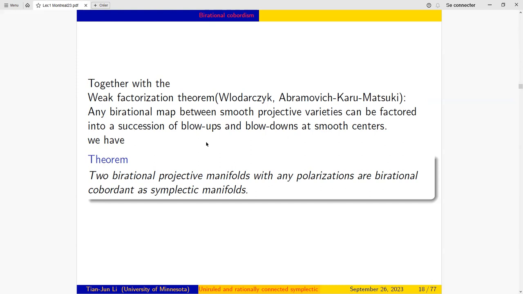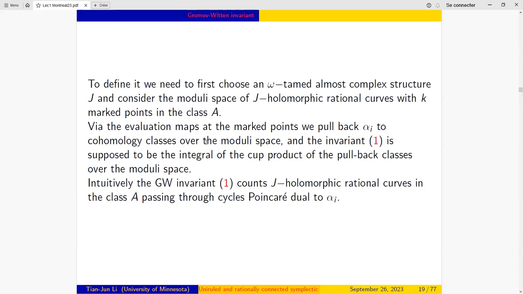So in particular, we know two birational projective manifolds are related this way. If you choose different polarizations, then you can consider the Kähler forms and deform them, and then you can go through the factorization. So actually this fact tells us the birational equivalence defined through blow up, blow down, and general deformation of symplectic forms is reasonable. This is the first part.